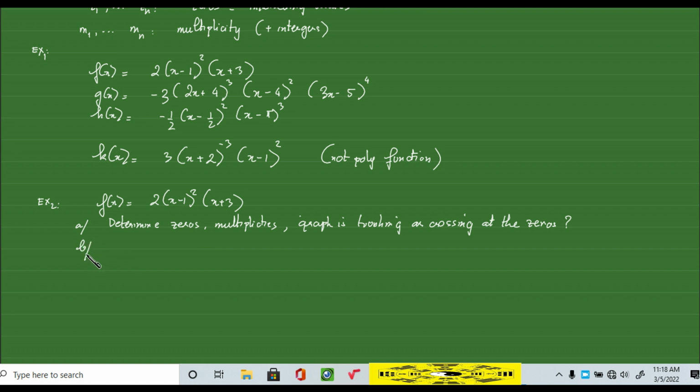So the second question over here is I want you to find all x-intercept points and the y-intercept point.